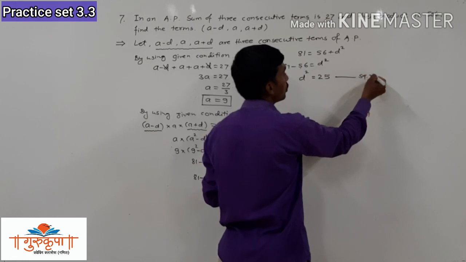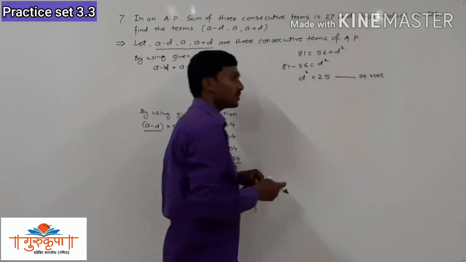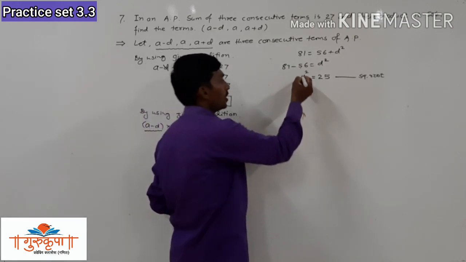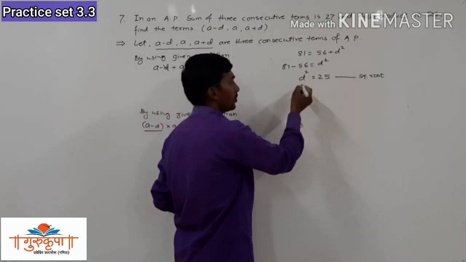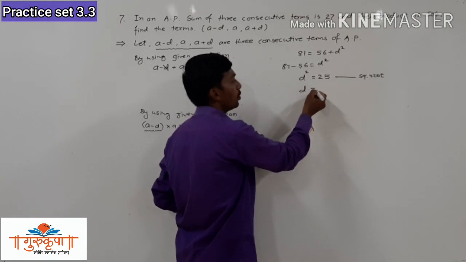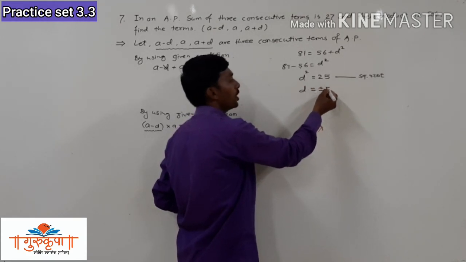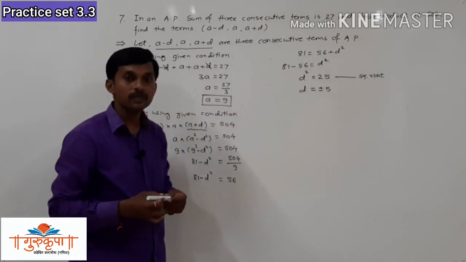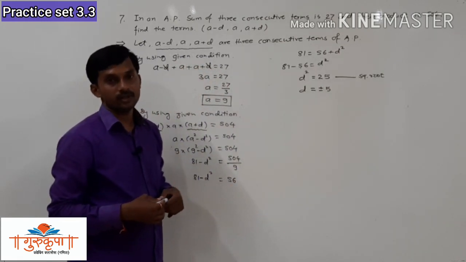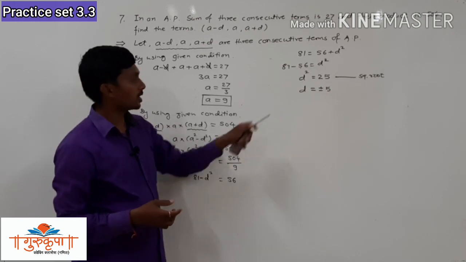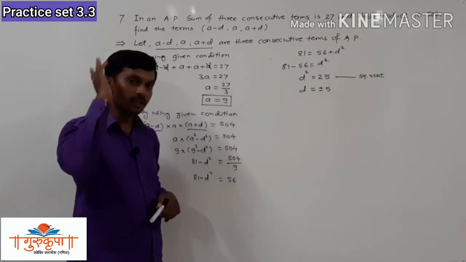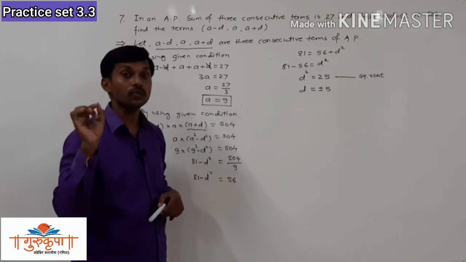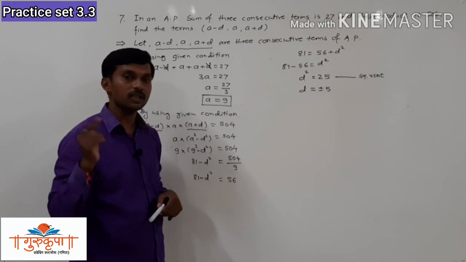Now taking square root of both the sides, the square root of d square is d only, it is equal to plus or minus 5. This is very important. We already completed the lesson on quadratic equations, and from the 8th standard we studied that any number has two square roots, one positive and another negative.